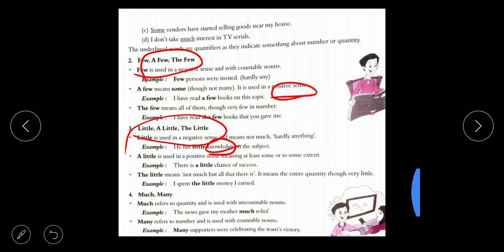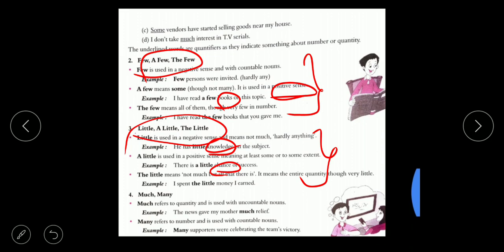There is a little chance of success, but here a few books is countable and a little chance is uncountable. These are used with countable and these are used with uncountable nouns. The few means all of them, though very few in number, and the little means not much but all that there is. Example, I spent the little money I earned. Understand? Few, a few, the few are used with countable nouns, and little, a little, the little with uncountable nouns.